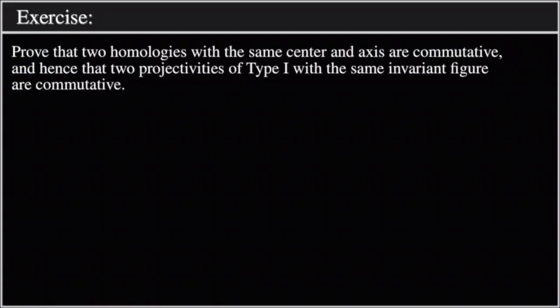Exercises. Prove that two homologies with the same center and axis are commutative, and hence that two projectivities of type 1 with the same invariant figure are commutative.